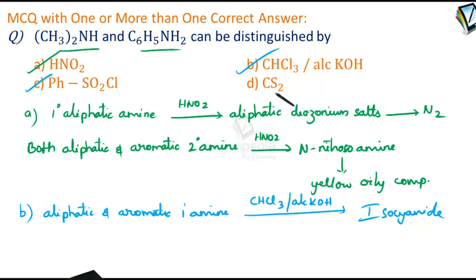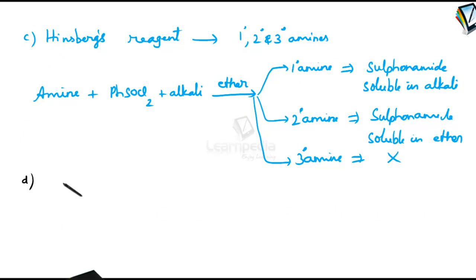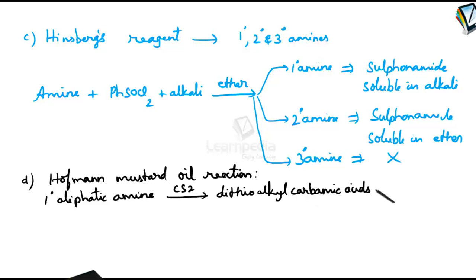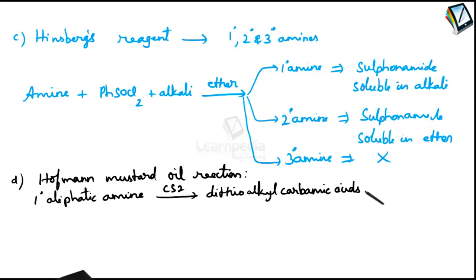The last one is carbon disulfide, and this comes under the heading of the Hofmann mustard oil reaction. Here whenever we take a primary aliphatic amine, when that is heated with this carbon disulfide, we get dithioalkyl carbamic acids which decompose on heating with mercury chloride to give finally alkyl isothiocyanates having a characteristic smell of mustard oil. So this reaction is called Hofmann mustard oil reaction and that is used for testing primary amines.